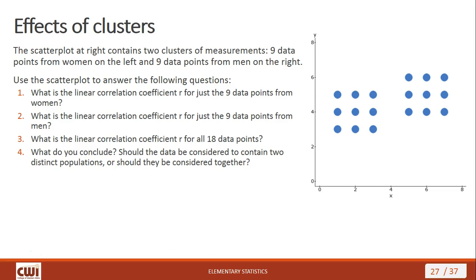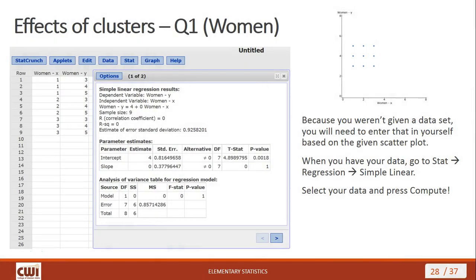The first is, what is the linear correlation coefficient R for just the 9 data points from women? Second, what is the linear correlation coefficient R for just the 9 data points from men? Third, what is the linear correlation coefficient for all 18 data points? And 4, what do you conclude? Should the data be considered to contain 2 distinct populations, or should they be considered together? Let's look at these questions one at a time.